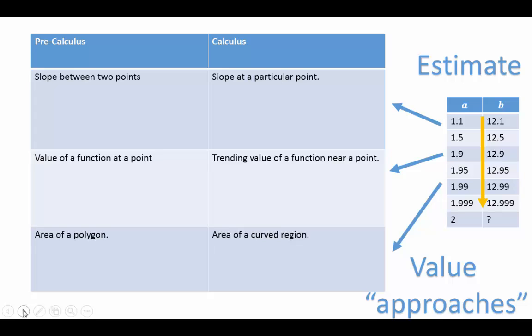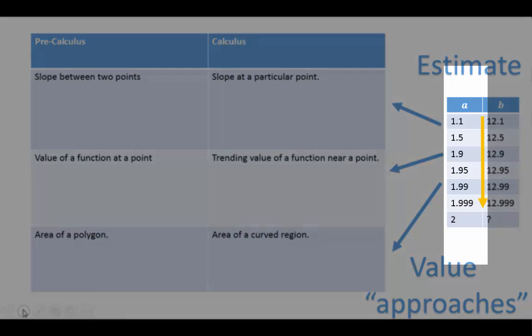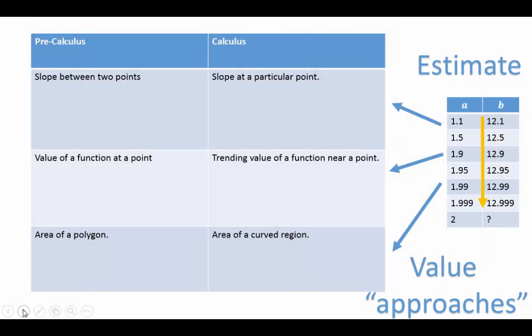What the three concepts in the calculus column have in common is in some way we're looking at a list of values and what they approach. There are always two variables involved, and I just said A and B, it doesn't matter, X and Y. But what we're asking is, as this one changes in a certain way, like A here starts at 1.1 and it's getting very, very close to 2, what happens to B? In this case, it looks like B is getting very, very close to 13.